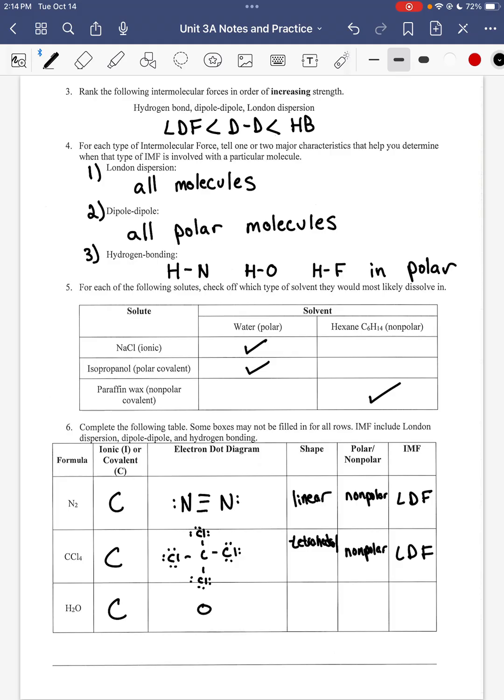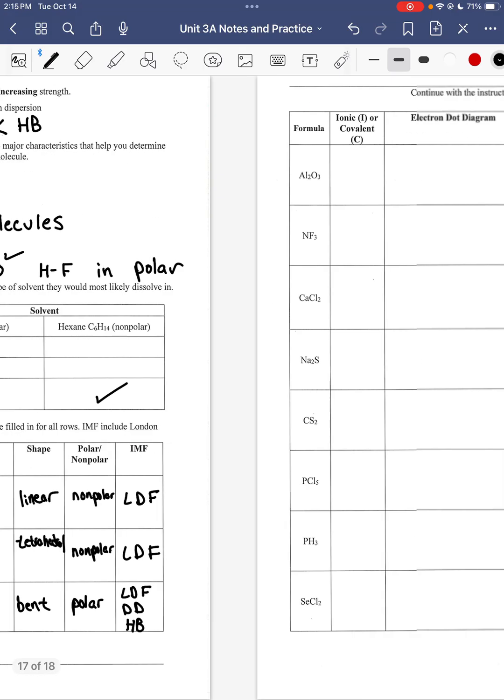Next, I have H2O, which looks a bit like this. This is a bent molecule. It's bonded to 2 other atoms and has 2 lone pairs on it. It is a polar molecule because the central atom has lone pairs on it. For that reason, it has not only London dispersion forces, but also dipole-dipole forces. And this one happens to have hydrogen bonding because I see right here and right here that an oxygen is bonded to a hydrogen, which is one of the ones that we look out for.